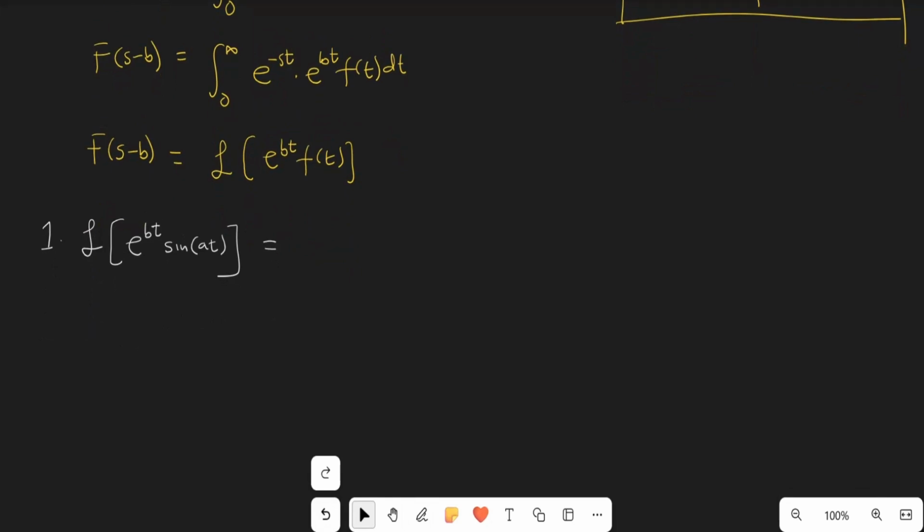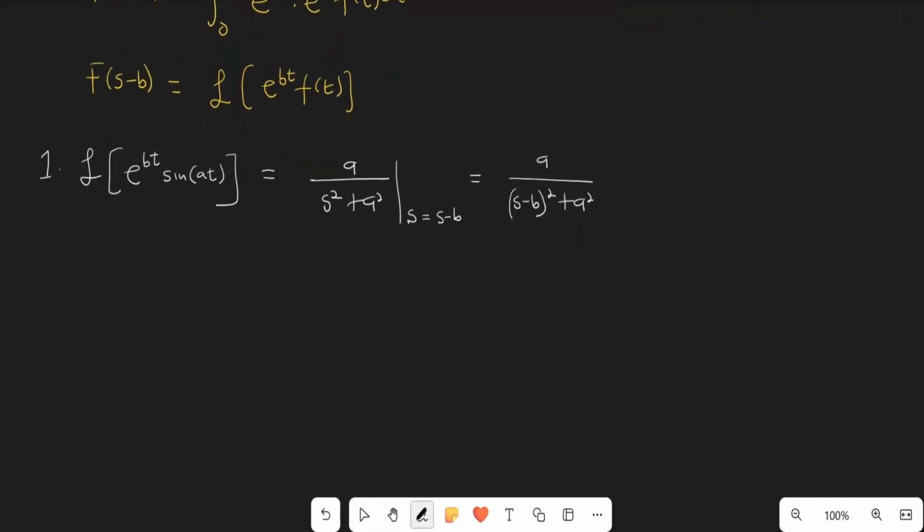The Laplace transform of the sine of at is equal to a divided by s squared plus a squared. But we will have to shift the Laplace variable s by s minus b. So we put s equal to s minus b, and this is equal to a divided by s minus b all squared plus a squared. And this is the Laplace transform of the function e to the bt multiplied by sine of at. Yeah, so that's the first one.